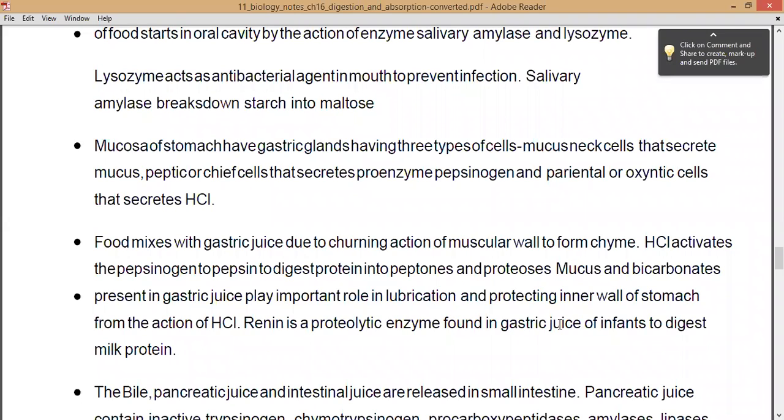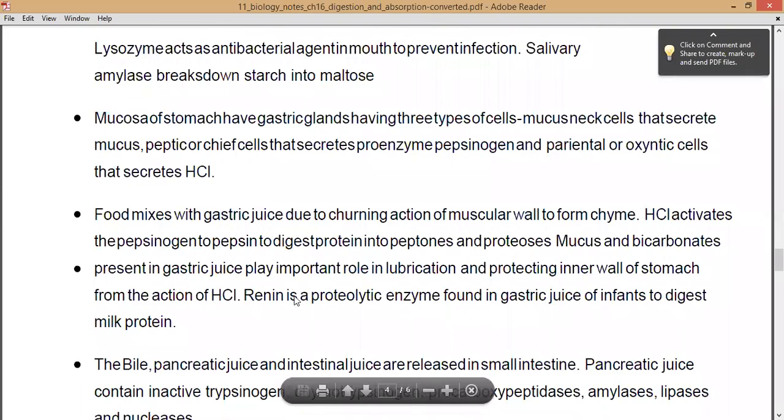So this is seen in the infants, and we have already seen about the adults, with the three different cells observed in the gastric juice. This is about the digestion which takes place in the stomach.